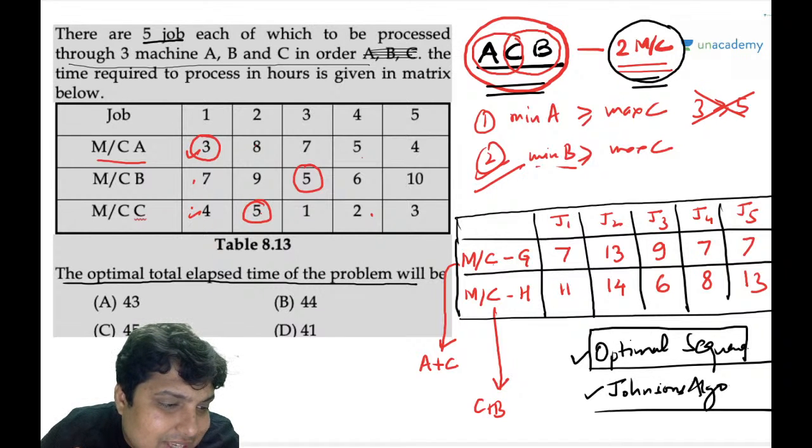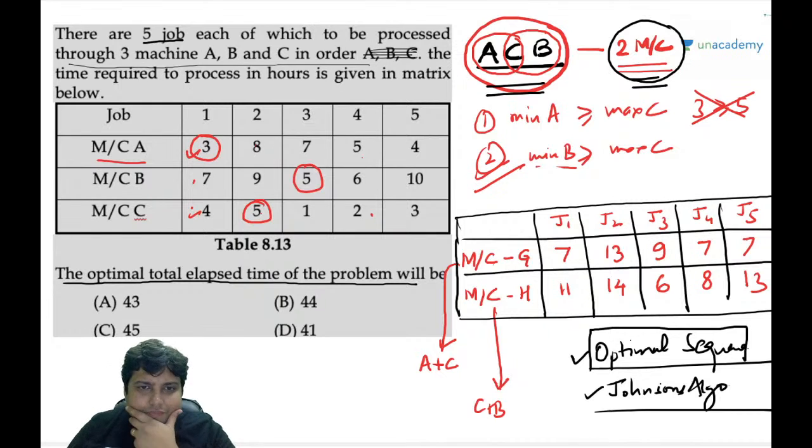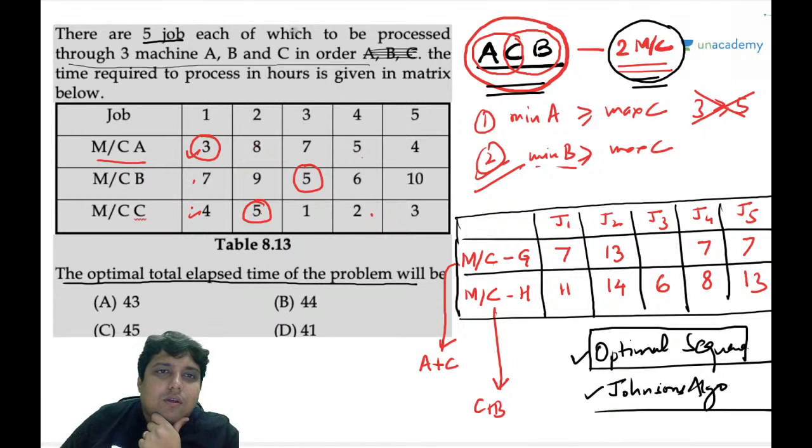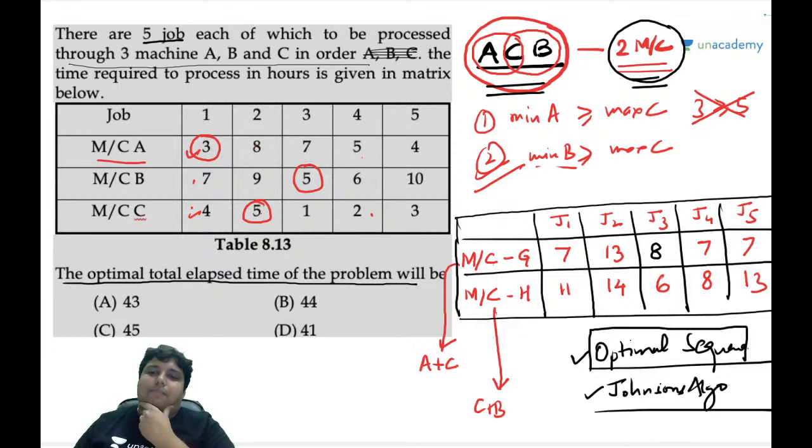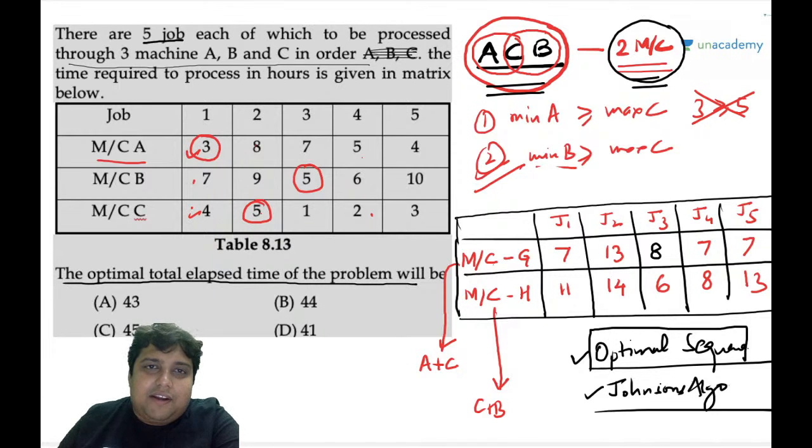Gopal Krishna Vasanta is saying, sir, 7, 13, 8, sir, in machine G. Yes, guys, you are correct. My bad, I am really sorry. So this is 8. Let me just write in red color, otherwise 8.